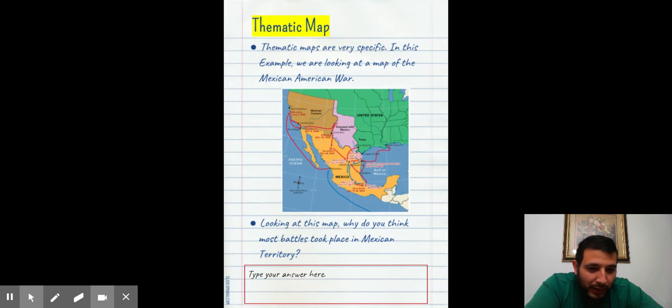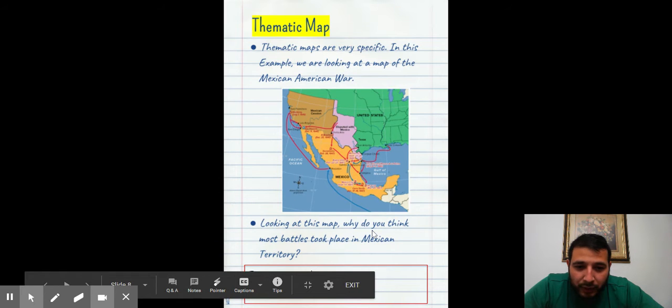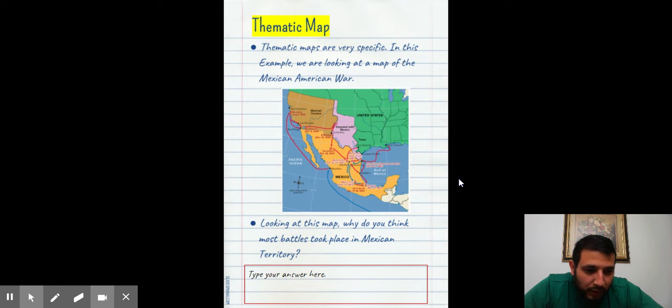It's like you're guessing, but I'm giving you directions for this one. Looking at this map, why do you think most battles took place in Mexican territory? And it's not a good or right answer. It's your guess. But I'll give you one, but you can't answer the same one.